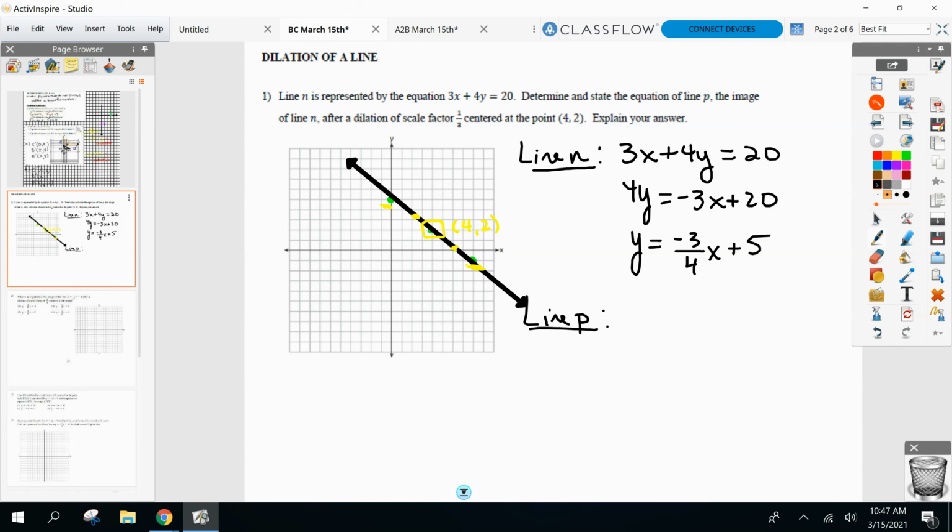So here, line P is still going to be 3x plus 4y equals 20. Everyone at home, see why it stays the same line. Your center of dilation's on the line, so every point's just getting a little bit closer, but remaining on the line. Okay, I will never get a point off the line. Questions? All right, let's go a little something slightly different.